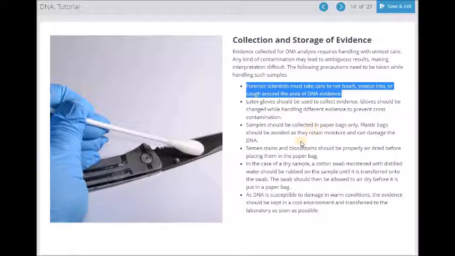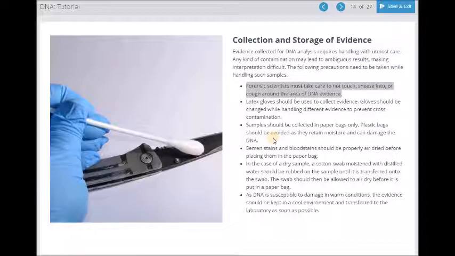You should put them in paper bags instead of plastic bags, because plastic bags keep moisture and the moisture can damage the DNA. So we put it in a paper bag so that it can be preserved better, and moisture doesn't build up and cause damage to the DNA. Semen stains and blood stains have to be air dried before they go into the paper bag. That's crazy. I would have thought it was the opposite, but guess what we all learned today.